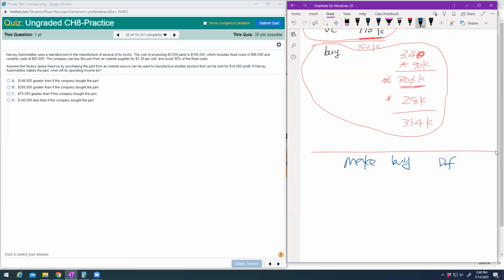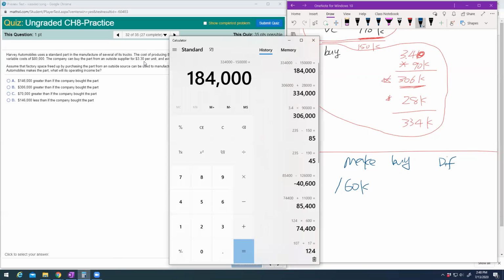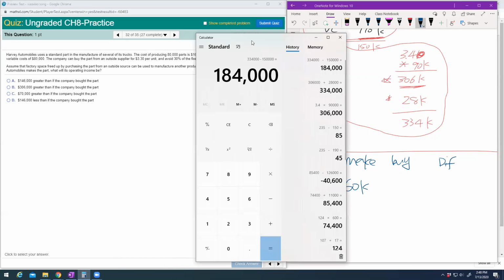If you make, the total cost we said will be 160,000, which is 80,000 of variable and 8,000 of fixed. If you buy, the cost will be 3.3 each, so 3.3 each times 80,000.